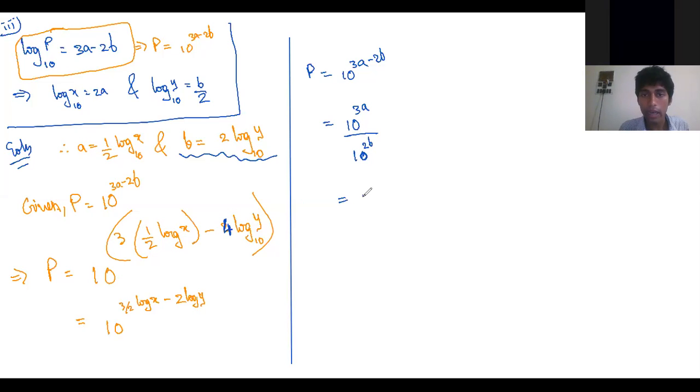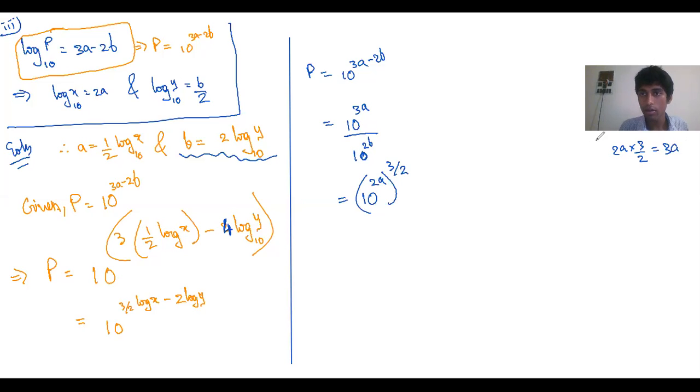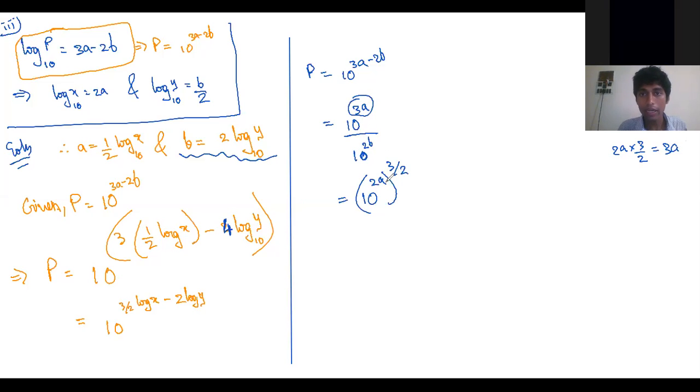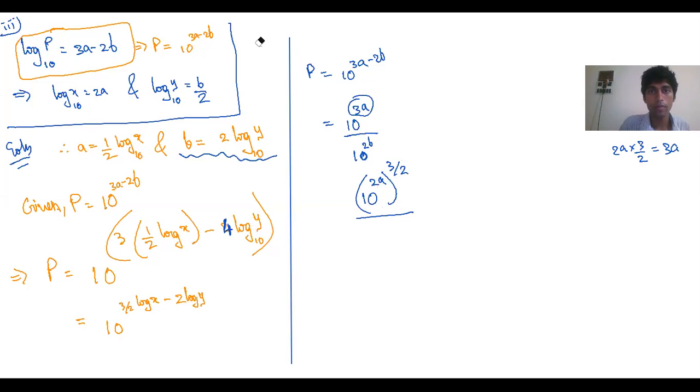So here we have 10 to the power 3a. So can I write this as 10 power 2a whole power 3 by 2? See, 2a into 3 by 2. What is 2a into 3 by 2? 3a. So instead of 3a, I am writing 2a into 3 by 2. Is this okay? Is everyone okay with it? Okay, good. Next, now the denominator is 10 power 2b.